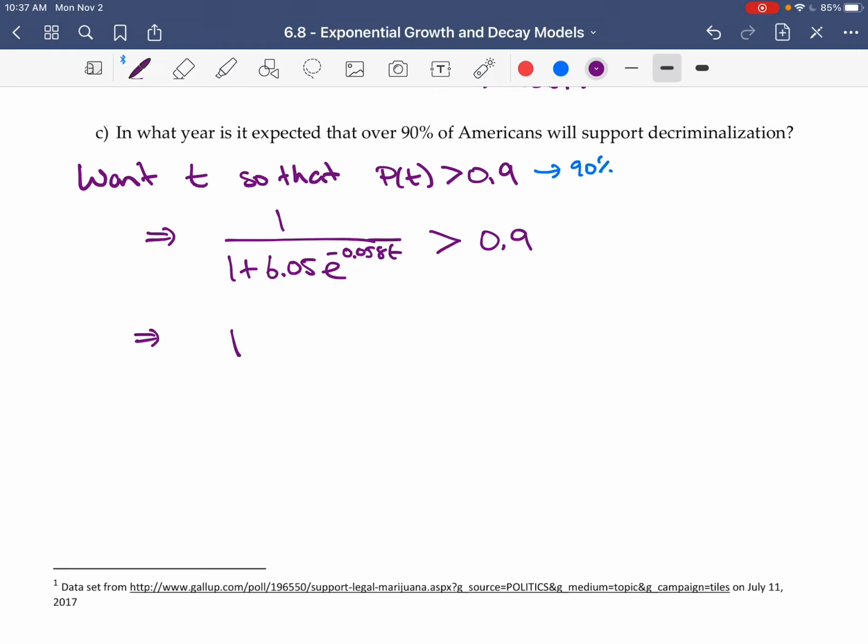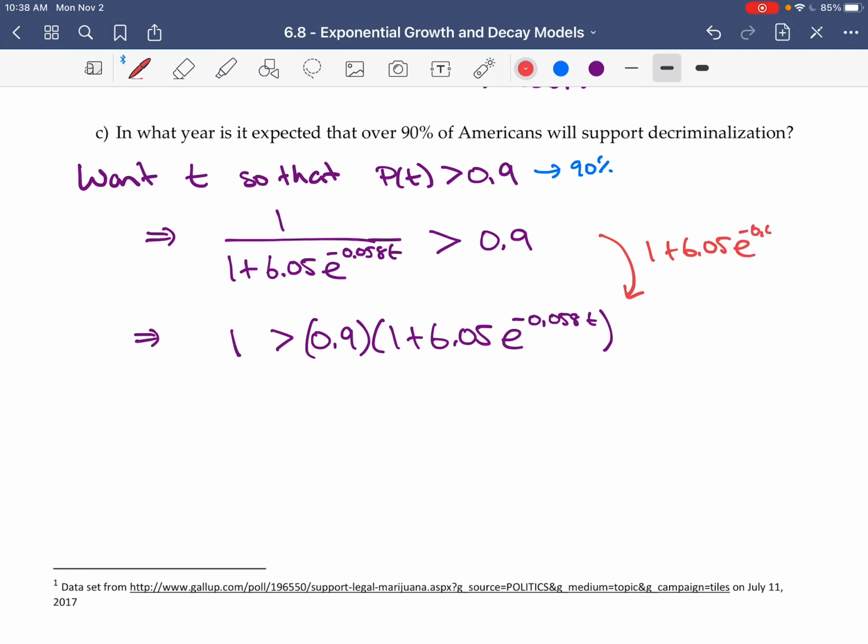So I'm going to have 1 is bigger than 0.9 times 1 plus 6.05 e to the negative 0.058 t. And maybe I should just write here. So the thing that I multiplied by, so it's actually bigger than 1, okay? But the only thing I care about really here is that it's a positive number. So I don't have to worry about switching the inequality.